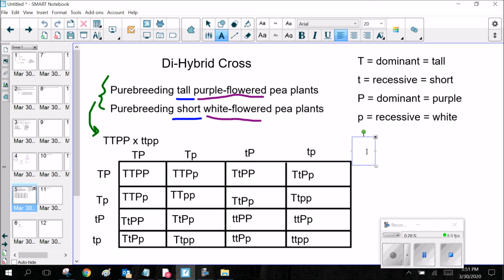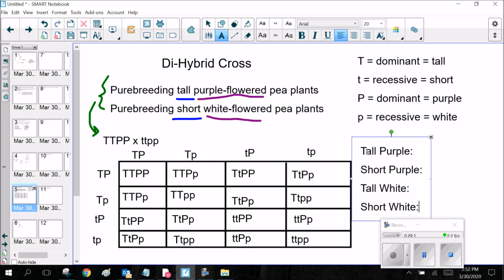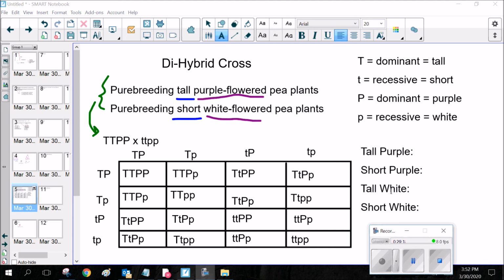So if we were to go ahead and write out all the different possible phenotypes, we could have tall and purple. We could have short and purple. We could have tall and white, and short and white. And those are the only four phenotypes that we could actually have out of this cross, which is really wild to think about. But those four phenotypes are really all we have.